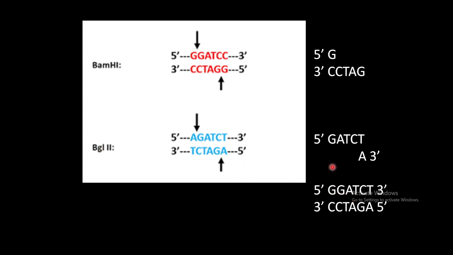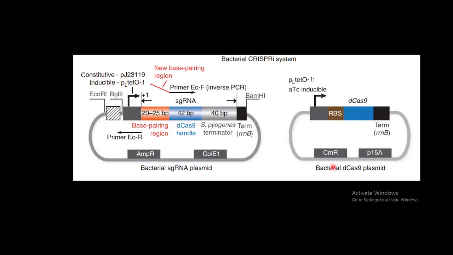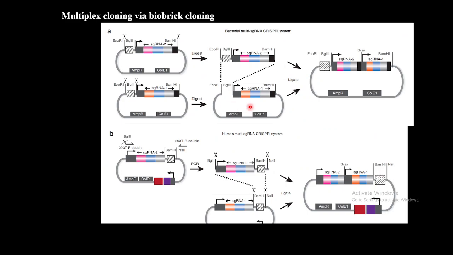So this is known as the BioBrick cloning, and this is the bacterial CRISPR system, in which this is the base pairing region, this is the dCas9, and this is the terminator sequence. And if you want to mutate this base pairing region, you can use inverse PCR. And this is the bacterial dCas9 plasmid, which you can purchase online from some vendors. This is a good example of how you can do the multiplex cloning of many sgRNAs.